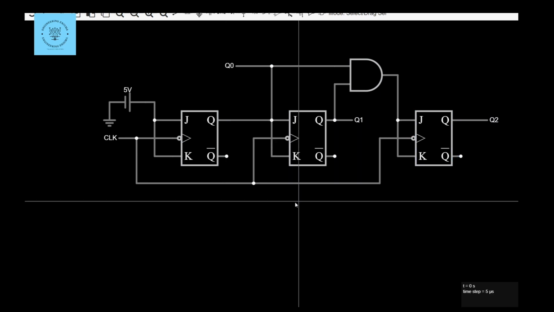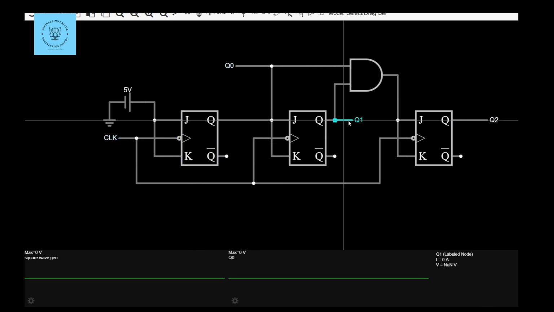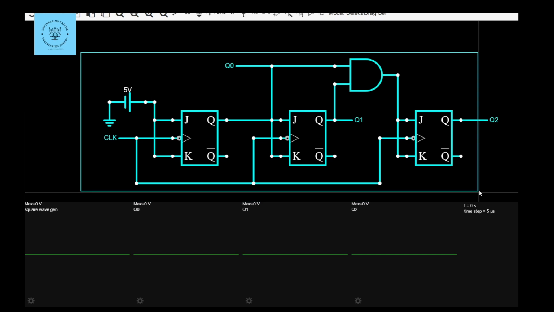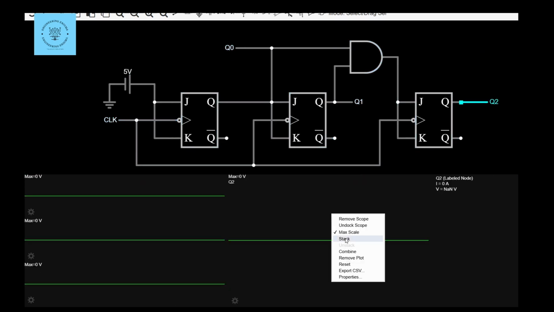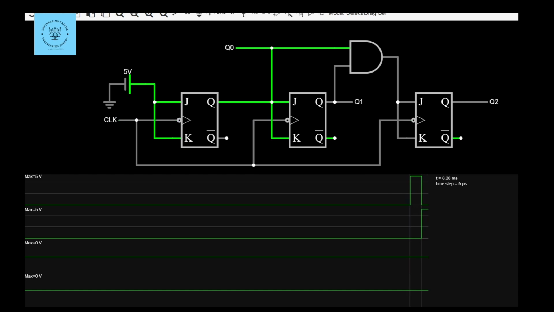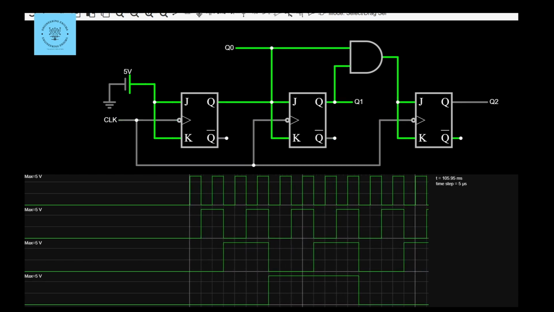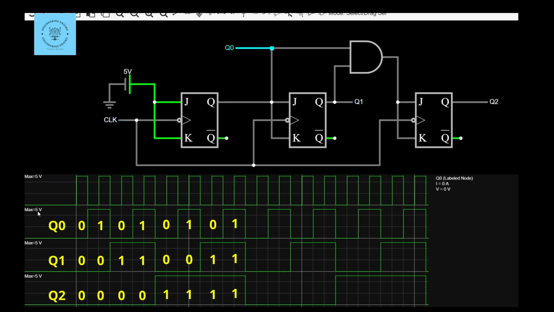Now, look at the waveforms in the simulation. The first waveform is the clock signal. The second waveform is Q0. The third waveform is Q1. And the last waveform is Q2. You can clearly see that at every positive edge of the clock, the output values change as shown in the waveform. The outputs count in binary sequence and then reset back to 000 when the AND gate becomes active.